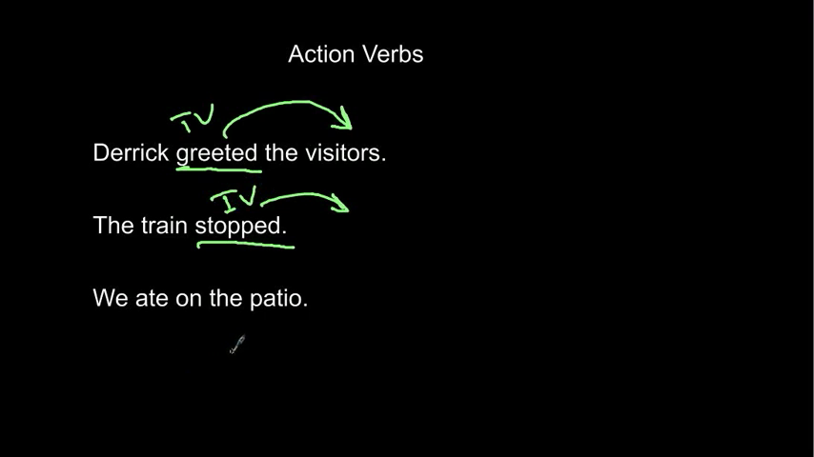We ate on the patio. Remember, we did not eat the patio. That is not what we ate. And so, again, we have a prepositional phrase here. We can just cross that out. We ate. We don't know what we ate. There is no object. So it's an intransitive verb.